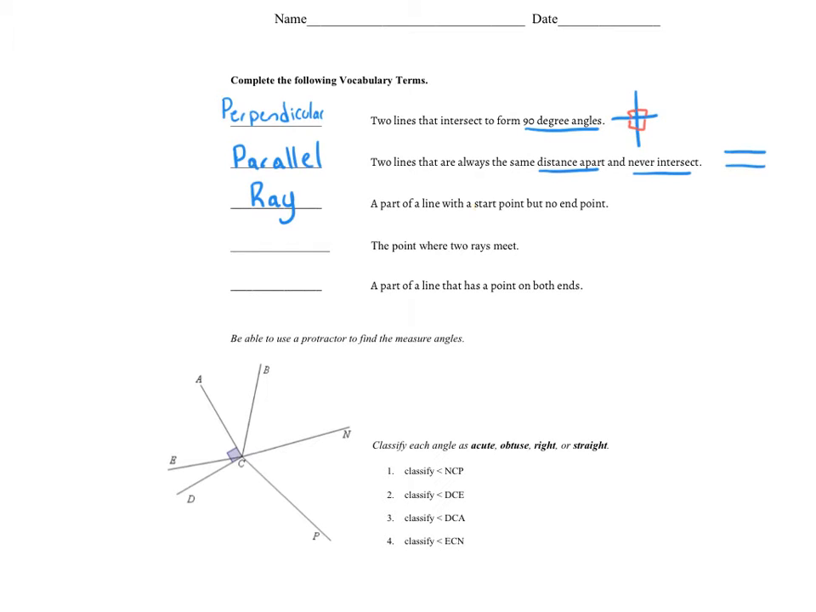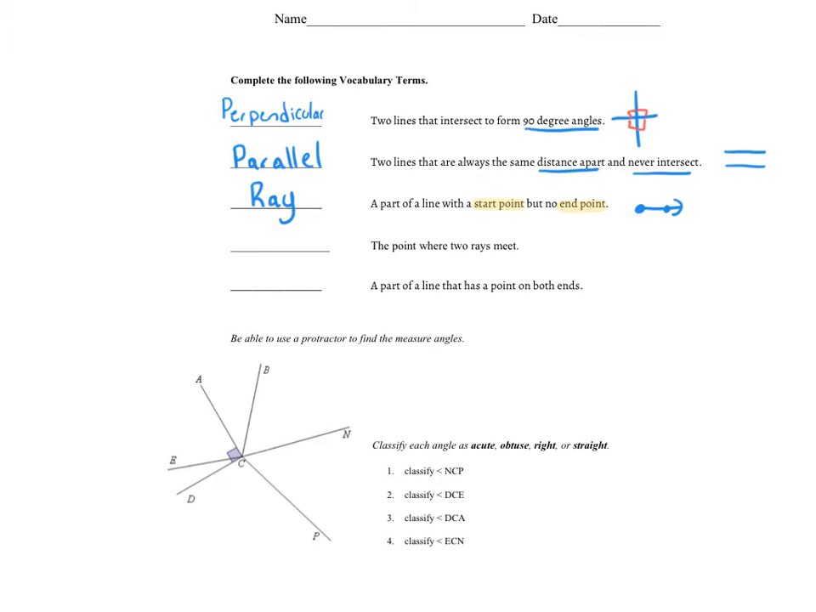A part of a line with a starting point but no end point is a ray. Remember, a ray is written like this. We have our 2 points, but it goes on forever in one direction.